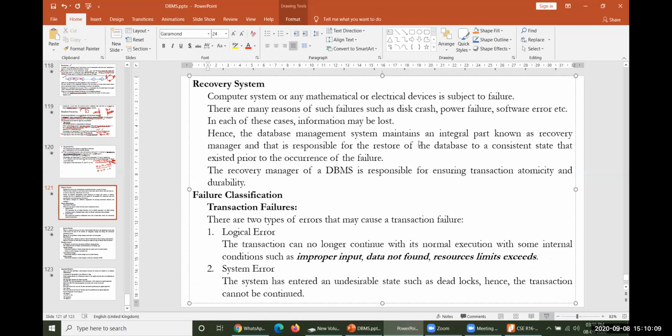Let us have a look here. Any computer system or any mathematical, electrical or electronic device is subjected to failure. They are not always stable. Because they work on electricity and with different types of electrical devices, they are always subjected to failure, as they may work for only some number of units of time.